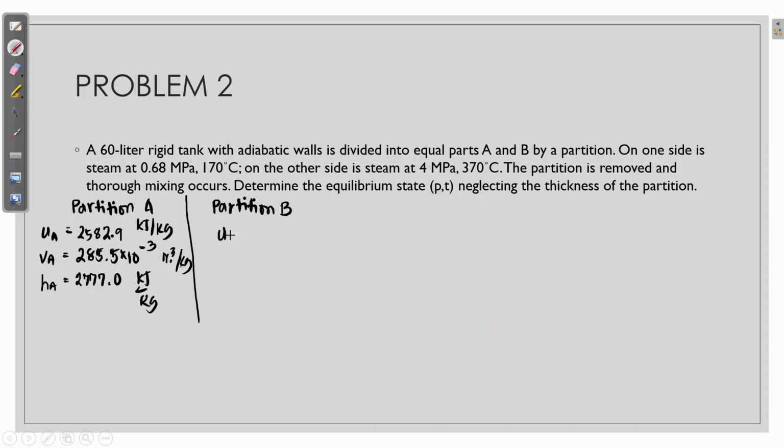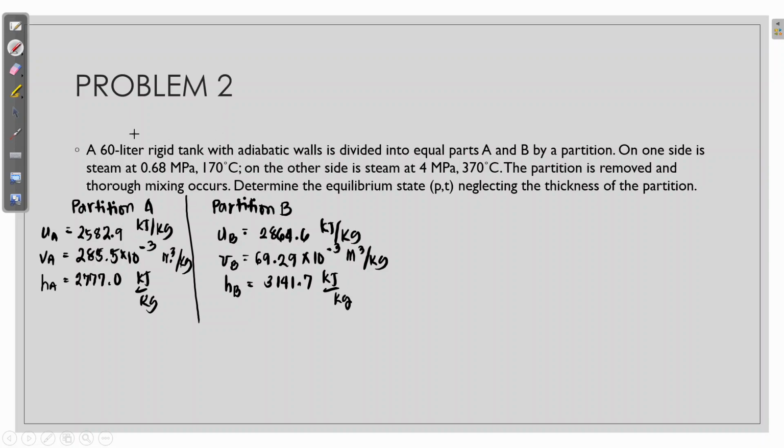Sa partition B naman, okay, ang internal energy natin ay 2864.6 kilojoule per kilogram. Ang specific volume natin ay 69.29 times 10 raised to negative 3 meter cube per kilogram. Tapos, ang HB ay 3,141.7 kilojoule per kilogram. Okay. So, meron tayong volume na 60 liters. Okay. So, ang hinahanap natin is P and T, neglecting the partition is removed.